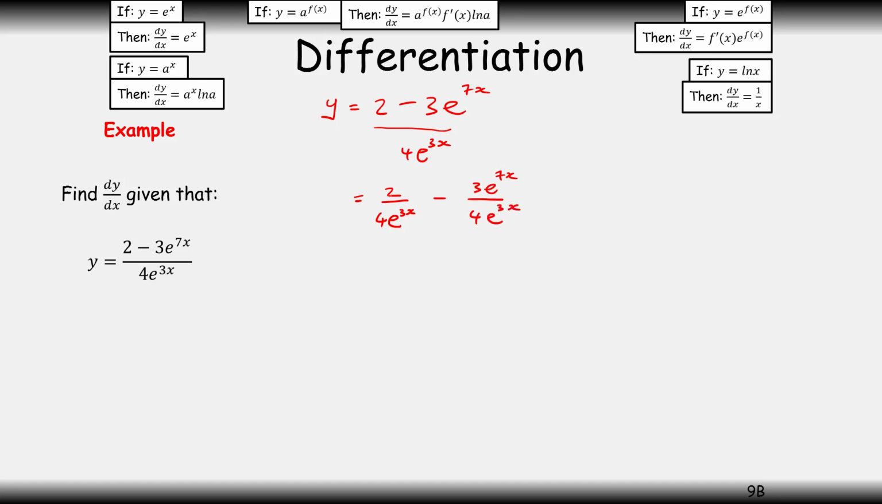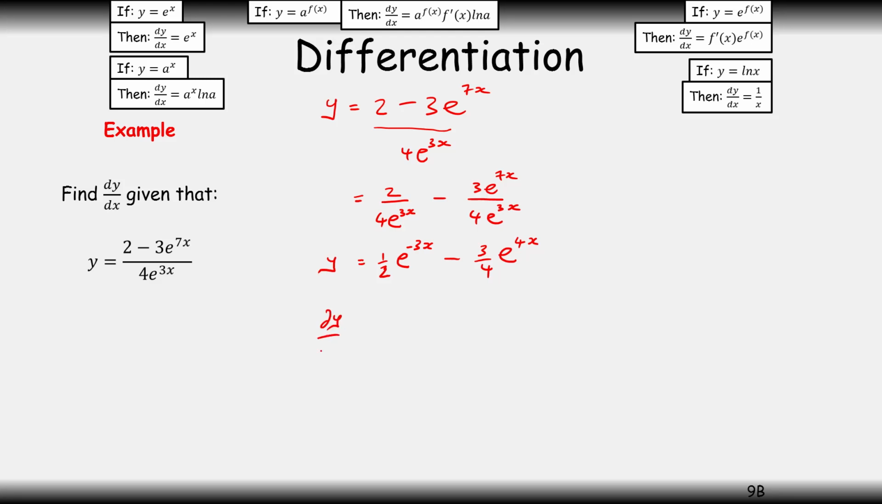Simplifying, 2 over 4 is a half, so it's a half e to the power of minus 3x, just bring it up so it becomes negative, minus 3 over 4 here, e to the power of 7x over e to the power of 3x. So I can use my index law, and because it's division I can subtract them. So 7 take away 3 leaves me with 4x. Now I can differentiate this. So that's my y rearranged.